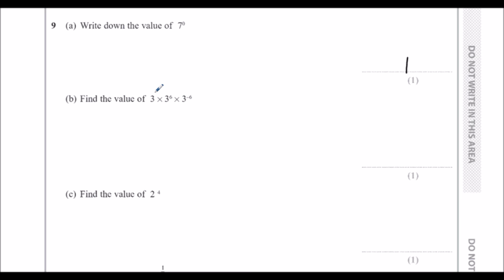So when we multiply indices, we add the powers. So 3 by itself is 3 to the power of 1. So we're going to have 1 plus 6 for the powers, and then plus minus 6. Plus minus just means minus. So 3 to the power of 1 plus 6 minus 6. 1 plus 6 is 7. Take away 6 is 1. So it's just 3 to the power of 1, or 3.